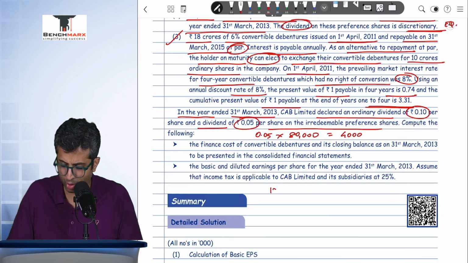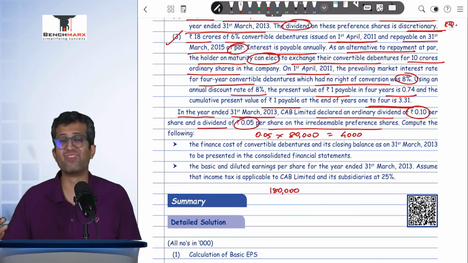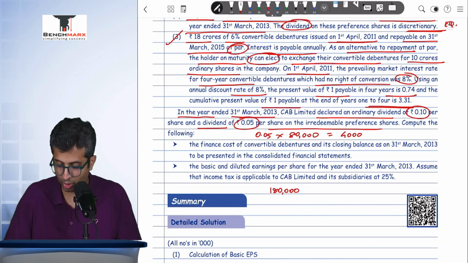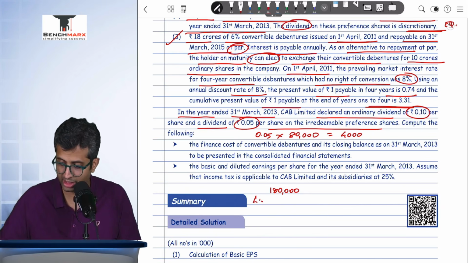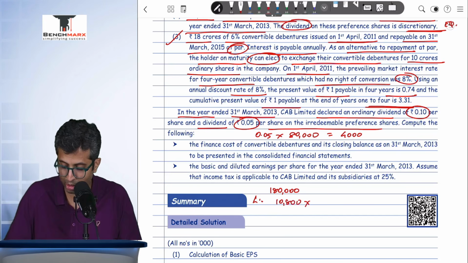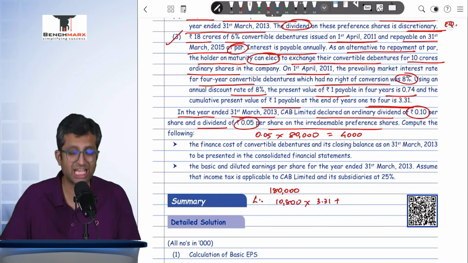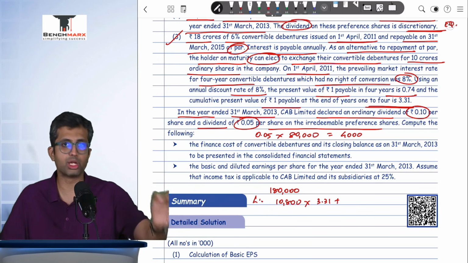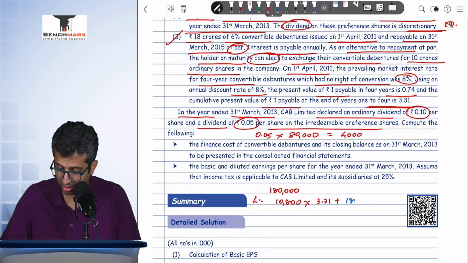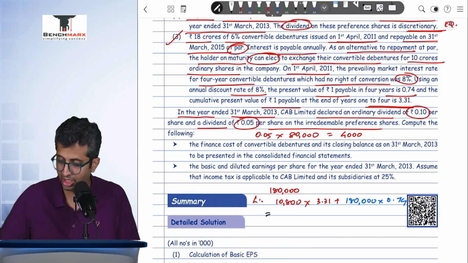If I were to do everything in thousands, I think 1,80,000 in thousands will be around 18 crores. Then I look at the liability component. This is 1,80,000 into whatever is the coupon rate, which is I think 6%. That is 10,800. Initially, there is an obligation to deliver cash for a period of 4 years, which is 3.31. Will I include the principal value? Yes. Why? Because this is optionally convertible at the holder's choice. If the holder demands, the issuer has to pay. And hence, you will take another 1,80,000 into, can I say, 0.74, and hence if you do the math, this is 10,800 into 3.31 and 1,80,000 into 0.74, and hence the total comes to what?